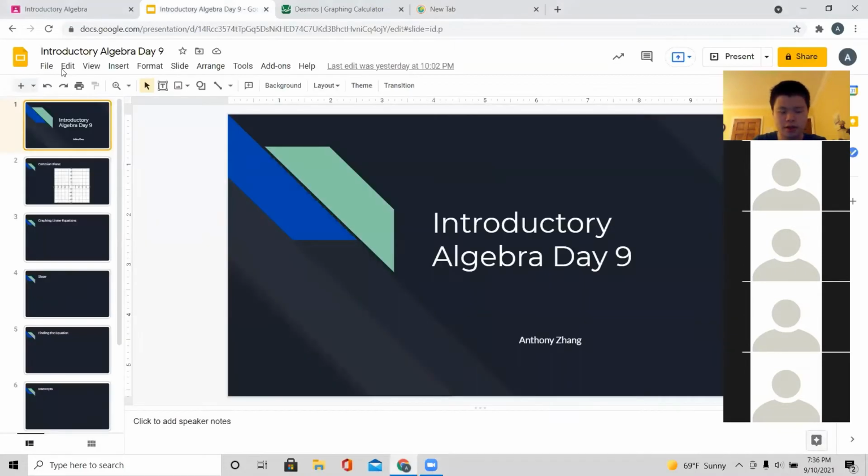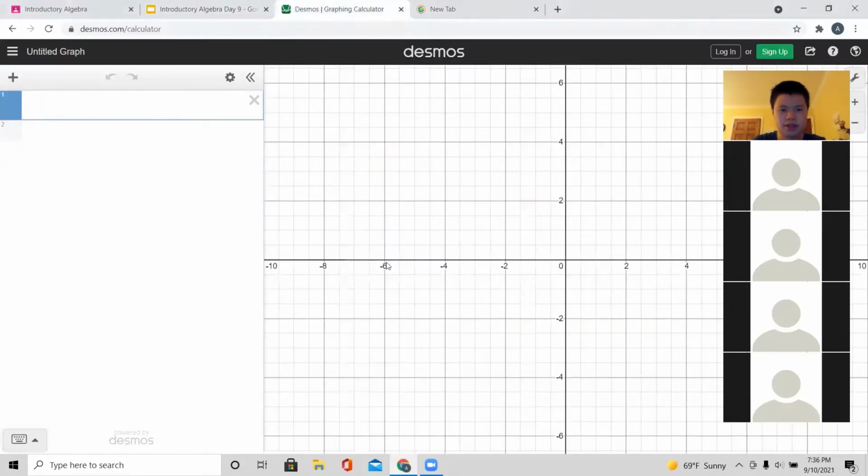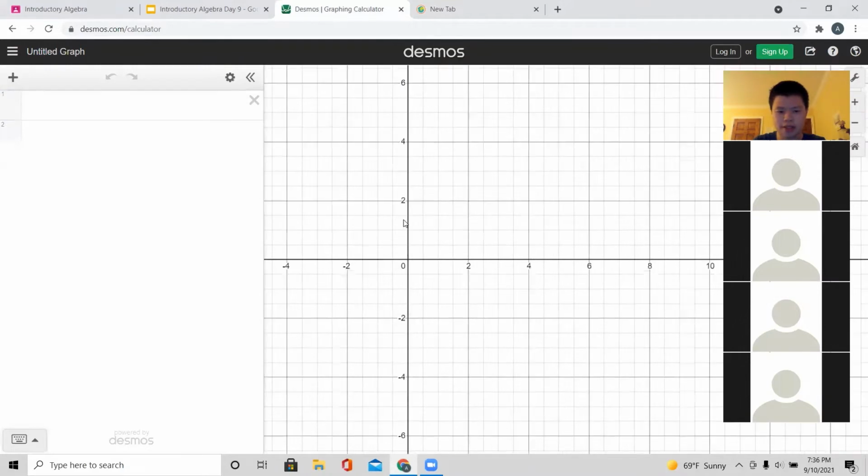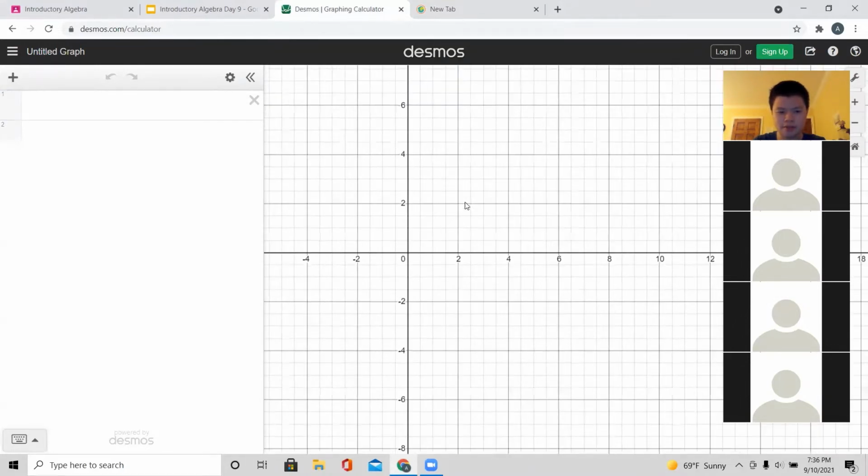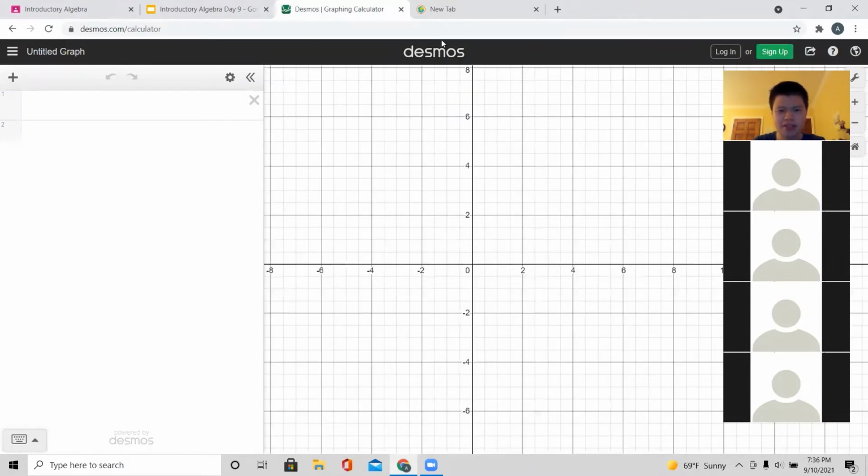So today we'll be going over graphing and linear equations, which I will actually use this website for. It would be nice for you to follow along and practice as I talk. So we went over this in the meeting about linear equations. So this is the x-axis, this is the y-axis.